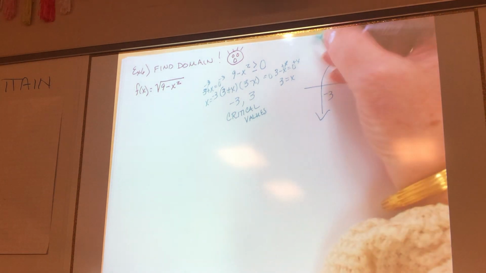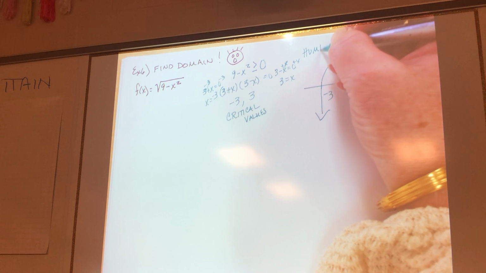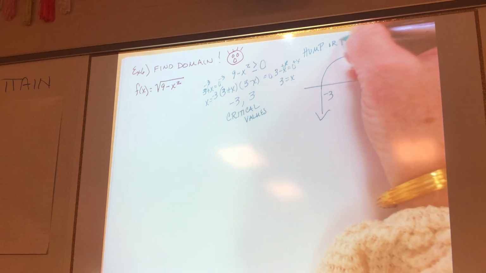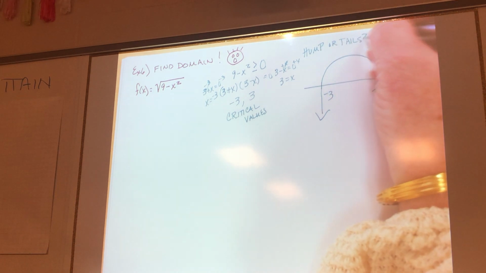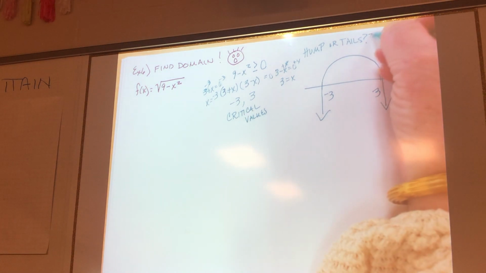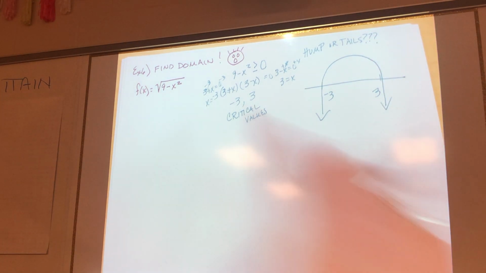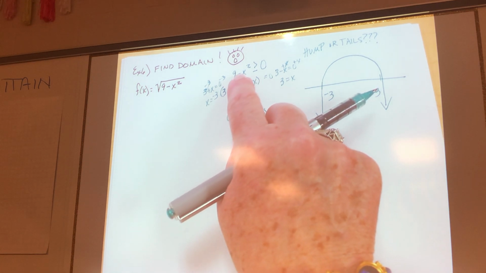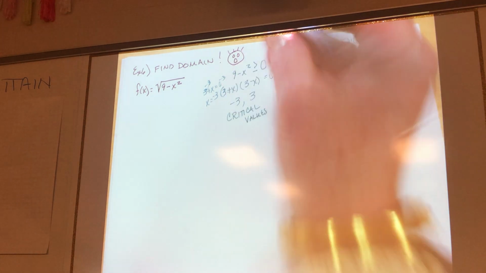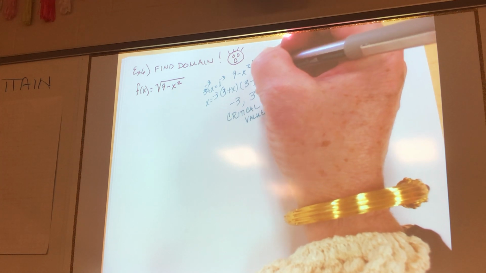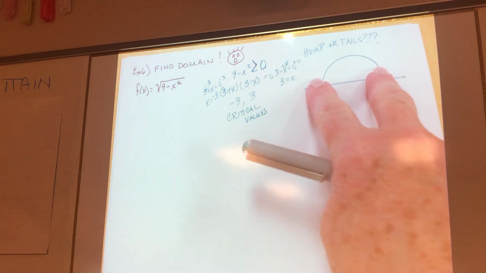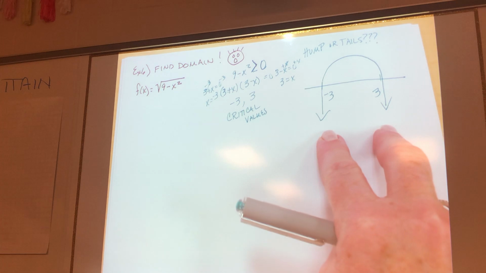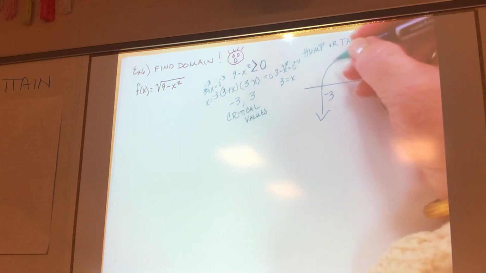Here's the deal, guys. The hump or the tails? That's all I want to know. So you go back and read this statement. This statement says I want the part of the parabola that is greater than 0. Would that be above the line or below the line? Above. So that is the hump.